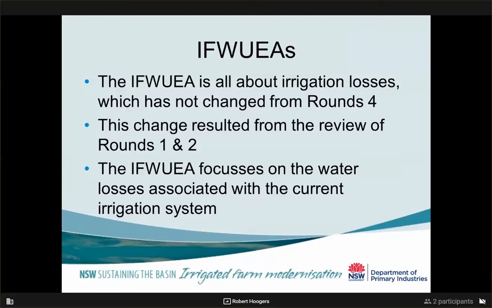IFWUEAs have been now for a few rounds all about the losses, not the changes to your farm. This change came about after a review of round 1 and 2. So from round 4 onward, we just look at and focus on the water loss associated with your current irrigation system. And the funding application that will come after the IFWUEA will then address that water loss, and they have to line up.